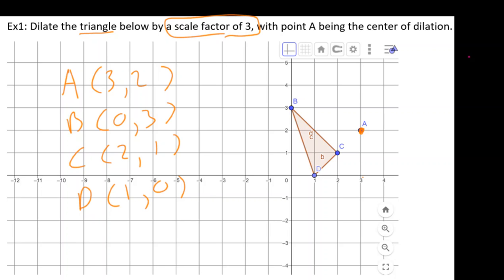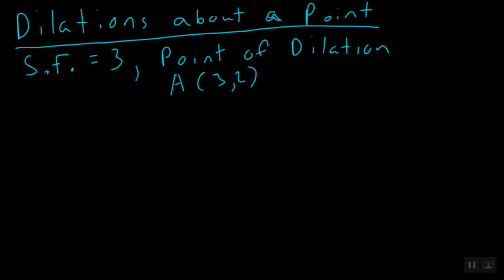Okay, more or less what we're saying is we're going to take this shape right here and we are going to enlarge it. Now let me pause this and let's clean this up just a little bit. Okay, so we're going to talk about dilations about a point.